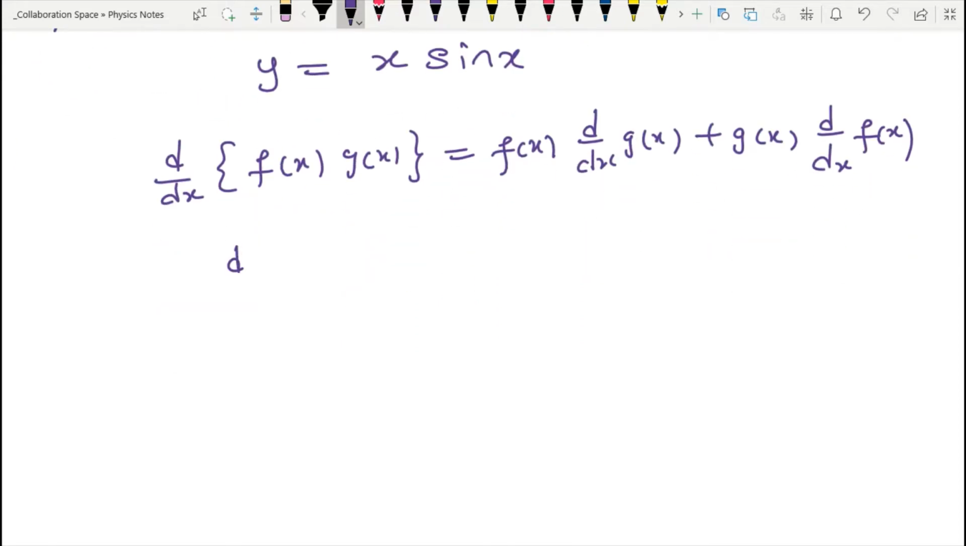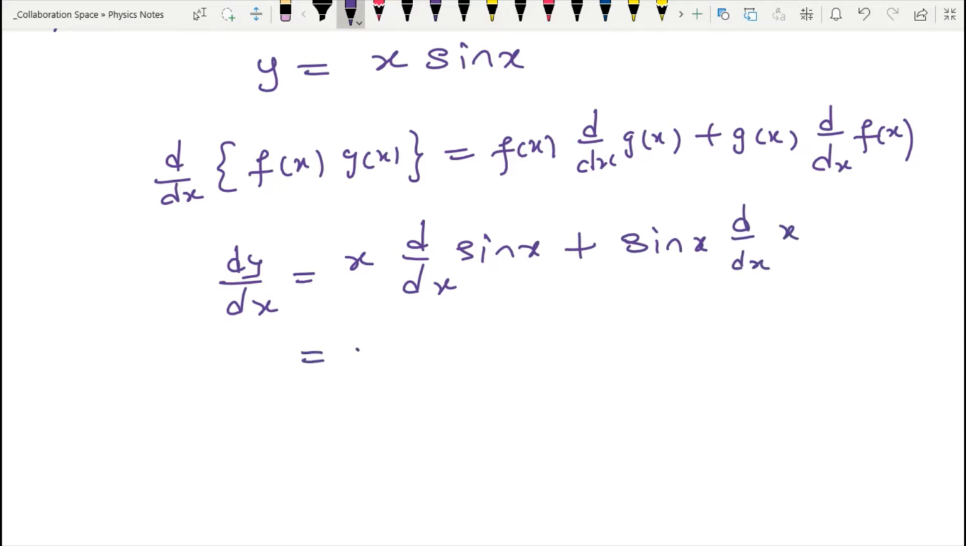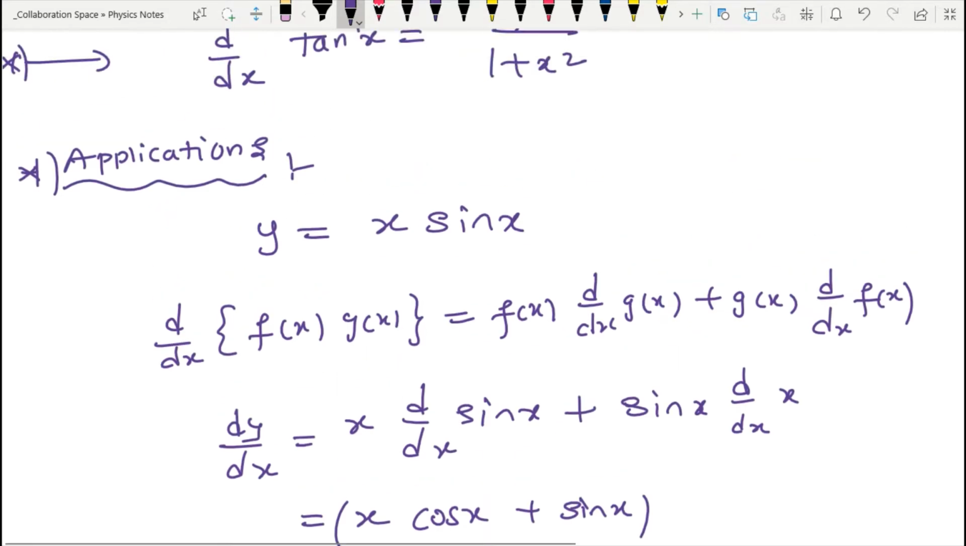What is the answer, students? dy by dx is x into d by dx of sin x plus sin x into d by dx of x. So d by dx of sin x is cos x, d by dx of x is 1. So this is the way of solving these model problems.